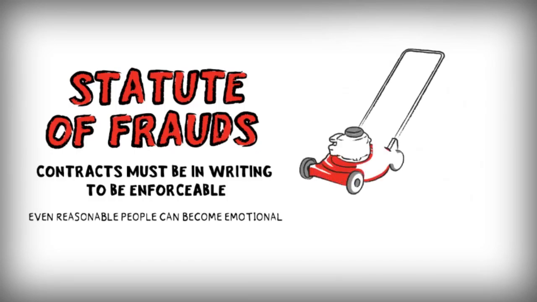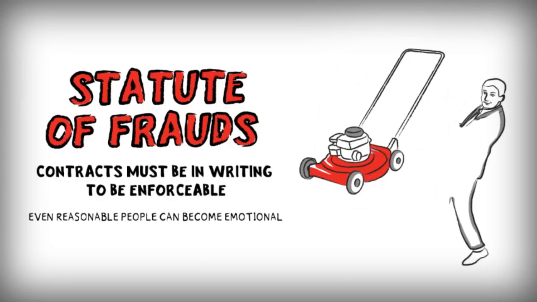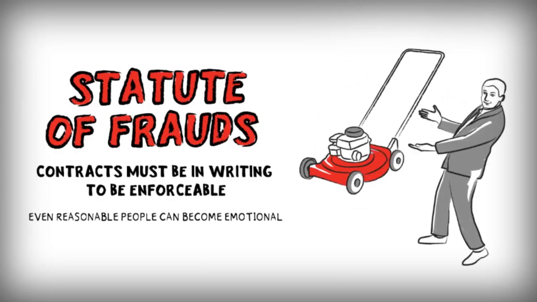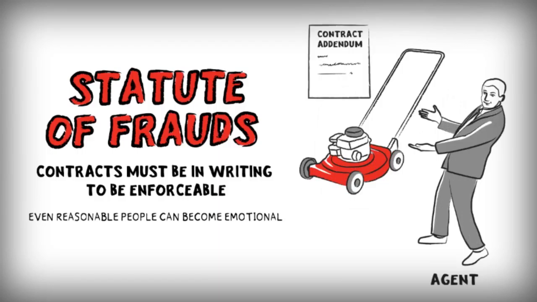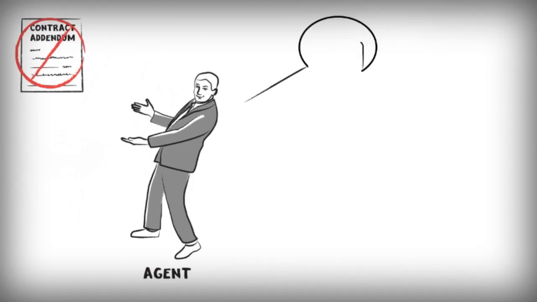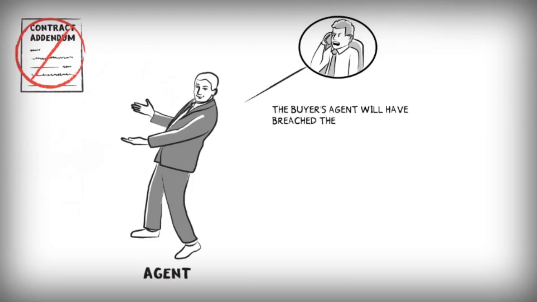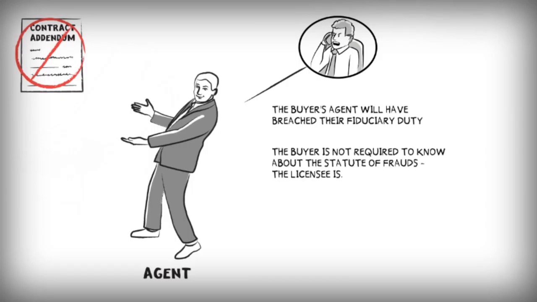If a buyer and seller have verbally agreed to something, such as the inclusion of a lawnmower in the sale, it is the agent's responsibility to get this agreement in writing, typically with the use of a blank addendum signed by both buyer and seller. If the agent doesn't get the agreement in writing and the seller later takes the lawnmower, the buyer won't be very pleased to find out the seller's promise to leave the lawnmower is not enforceable because their agent didn't get it in writing. The buyer's agent will have breached their fiduciary duty to the client by not getting this agreement in writing. The buyer is not required to know about the statute of frauds.